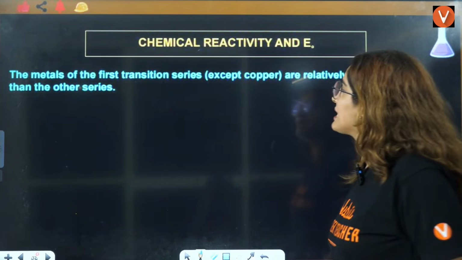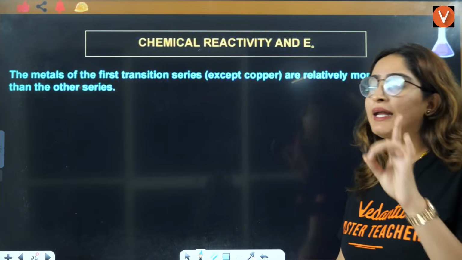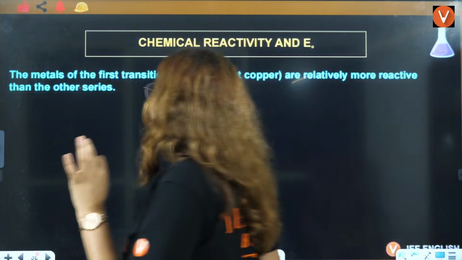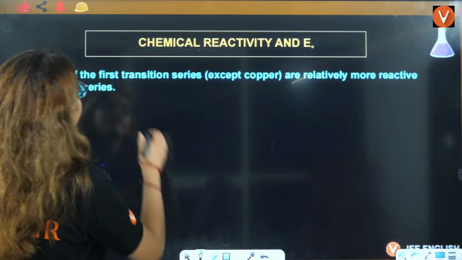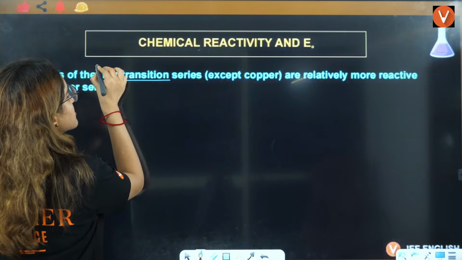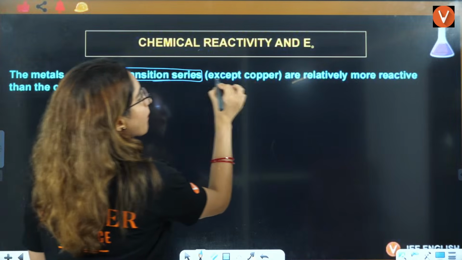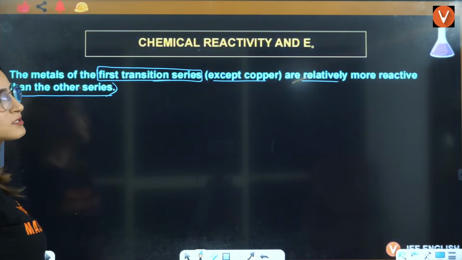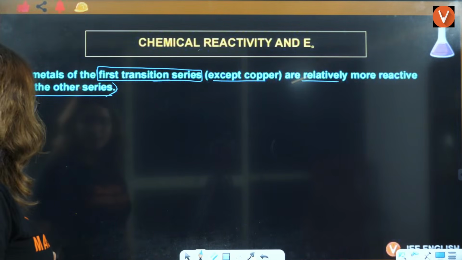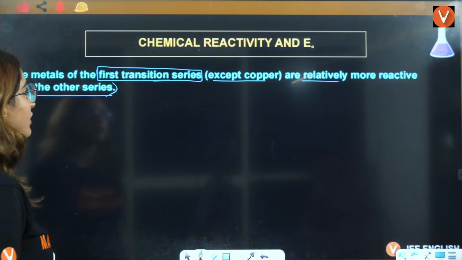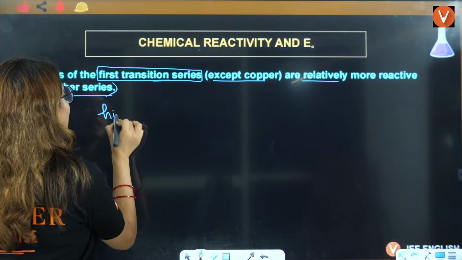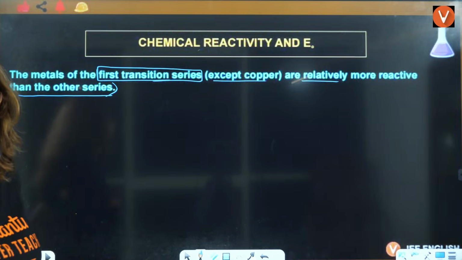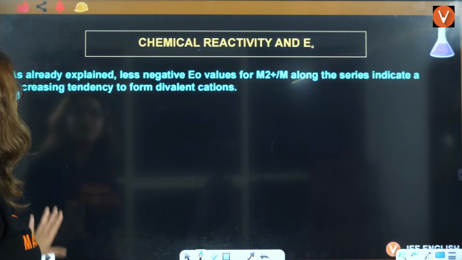So, next is chemical reactivity and E naught. The metals of the first transition series, except copper, are relatively more reactive than the other series. So let's see why they are more reactive: because they have negative reduction potential. That is the reason. Okay, so let's talk about this.